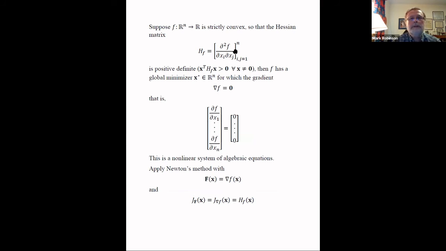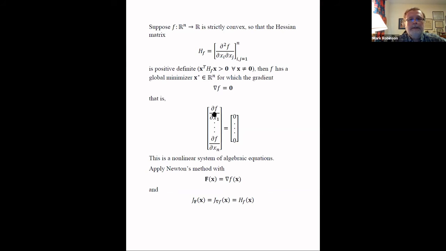All right, what is the Hessian matrix? It's an n by n matrix where the ij entry is the second partial of the function f with respect to xi and xj, as shown here. So if we do have a strictly convex function f, the Hessian matrix is going to be positive definite. I've given you a quick parenthetical definition there. And we also have a global minimizer. And where does the global minimizer occur? It occurs precisely where the gradient of that function f is 0.